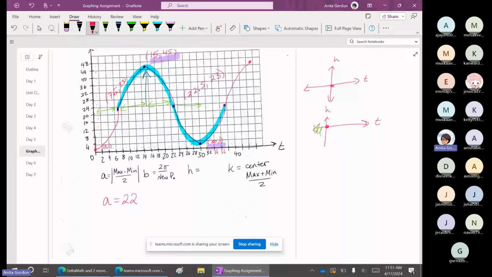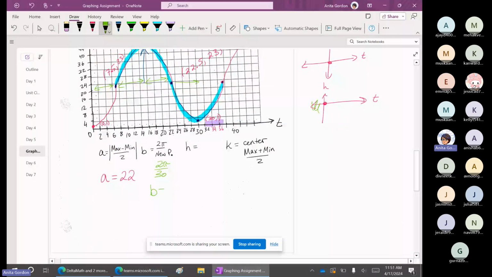For the B value, we know that one rotation takes 30 seconds. So my new period is 30. So 2 pi over 30, I'm going to reduce that fraction. This is going to be pi over 15. That's going to be our compression.